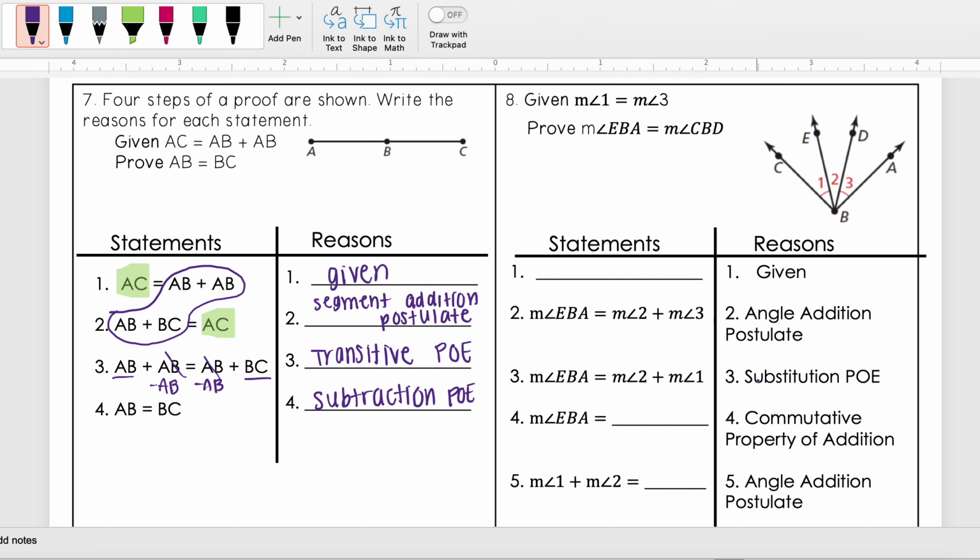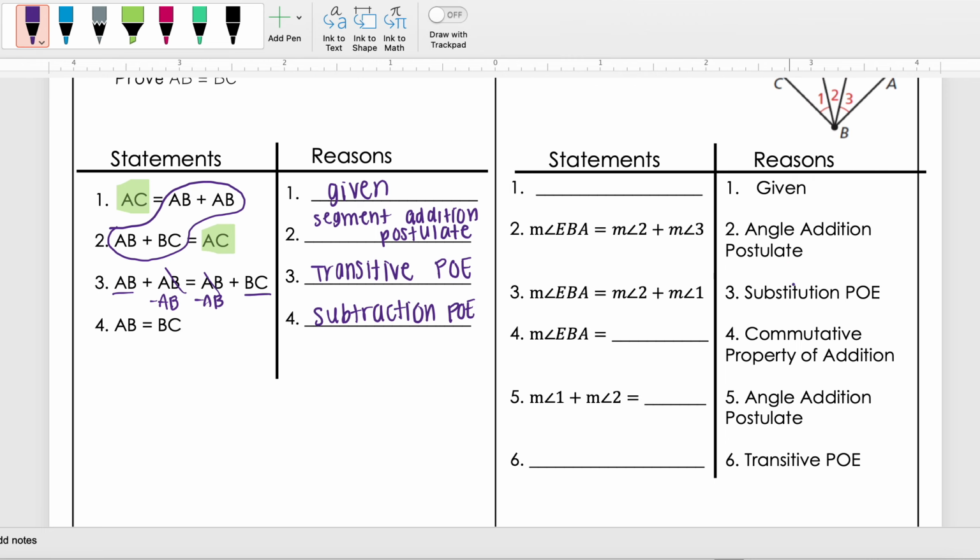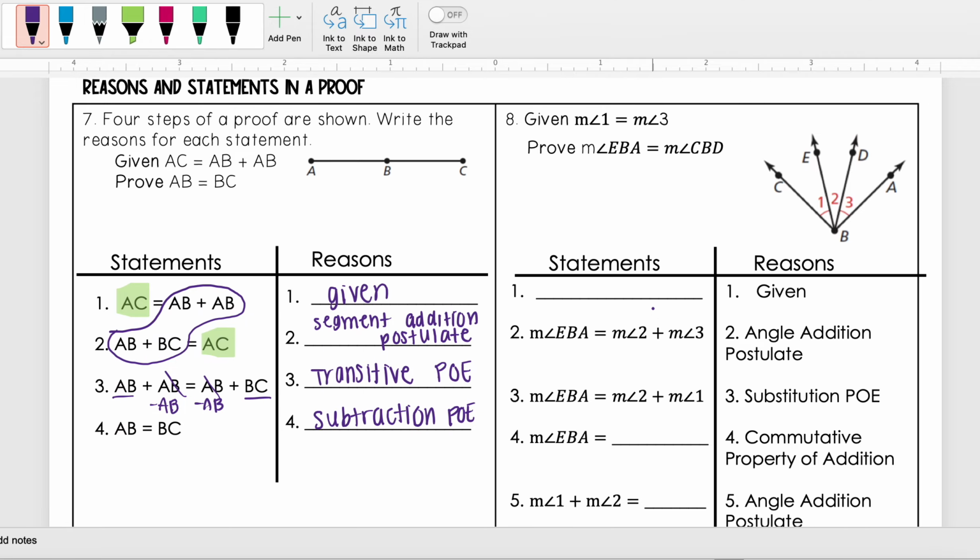Okay, let's look at this next one. So here I have all the reasons given, and we're going to be filling out all of the statements. First one is always the given information, and I'm given here that measure of angle 1 is equal to measure of angle 3. And we see that marked in the diagram as well with these arc marks. That means that those 2 angles are equal to each other.